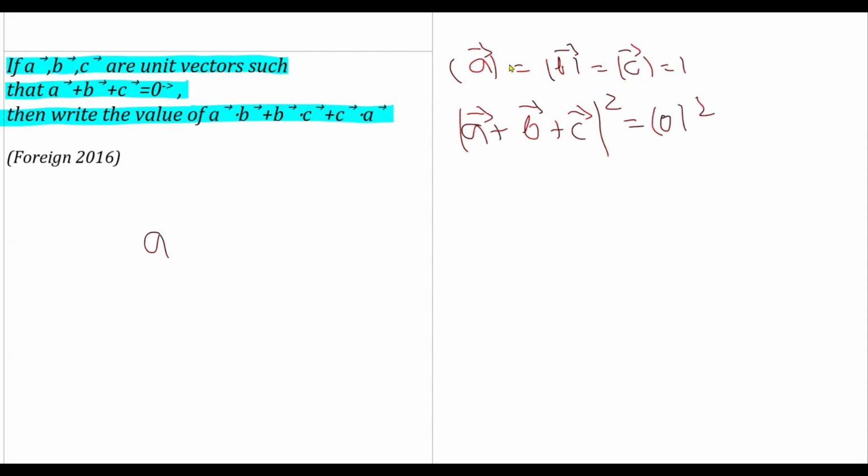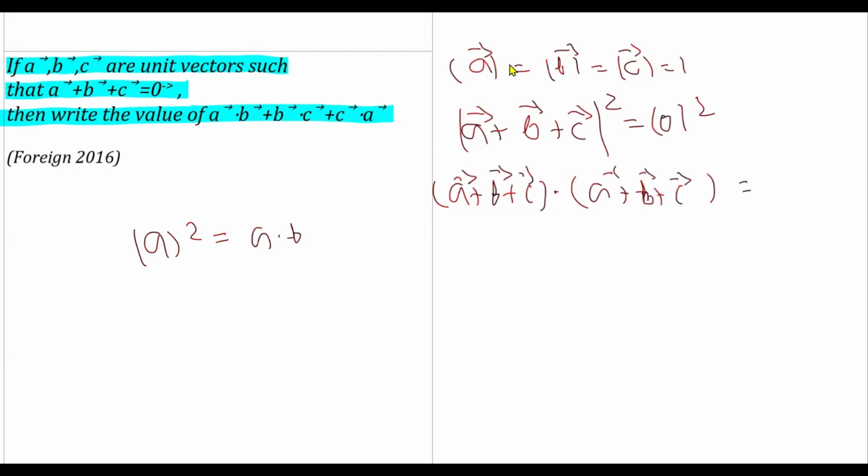Now, what do we know? That a magnitude square can be written as a dot a. So this is what I'm going to do. I can write this as a plus b plus c dot, this is again a plus b plus c, right? It will be equal to 0 on the other side. Now, what is a dot a? If I open the bracket, a dot a is a magnitude square. Similarly, b dot b should give you what? b magnitude square.